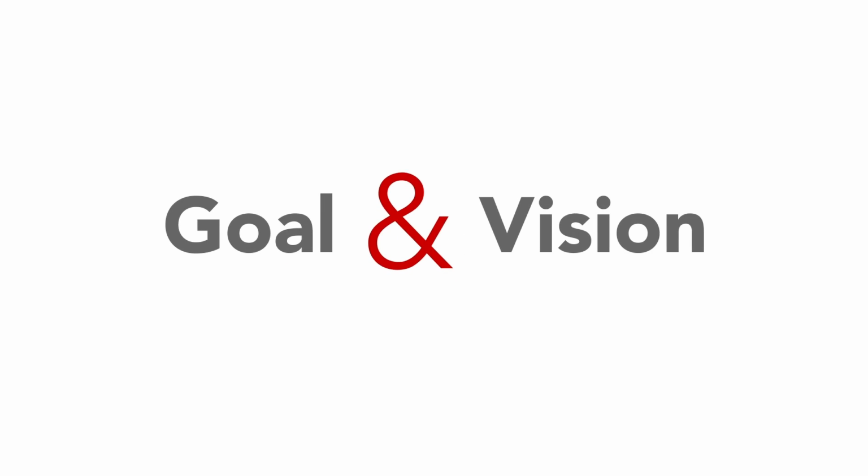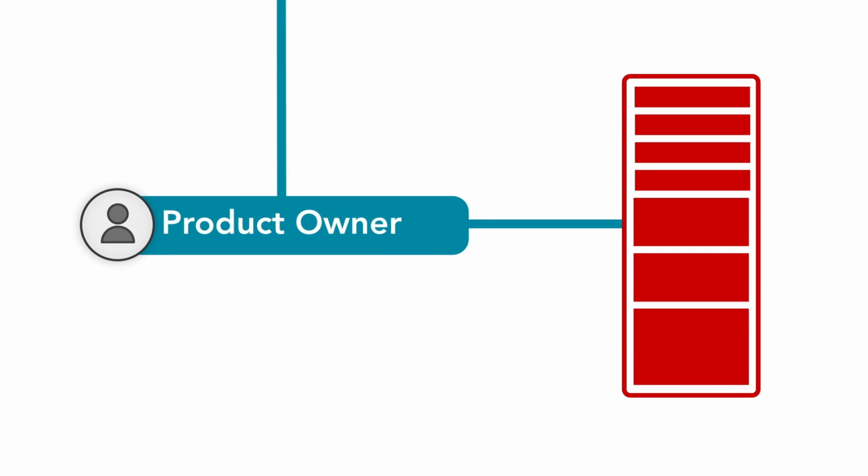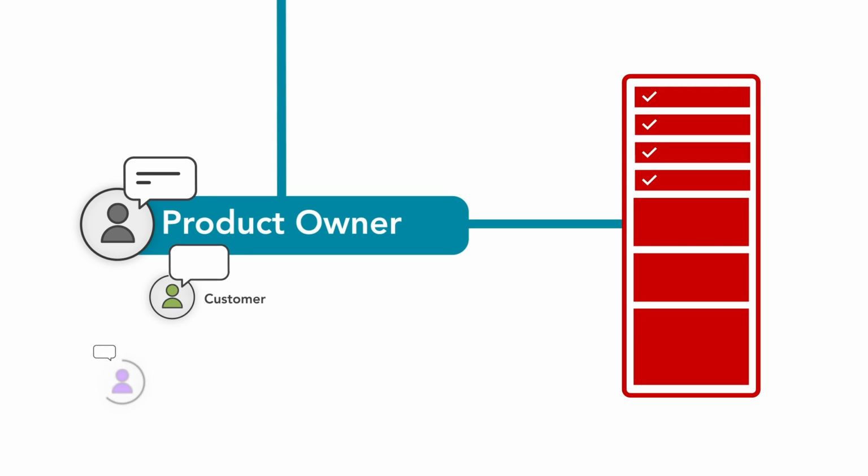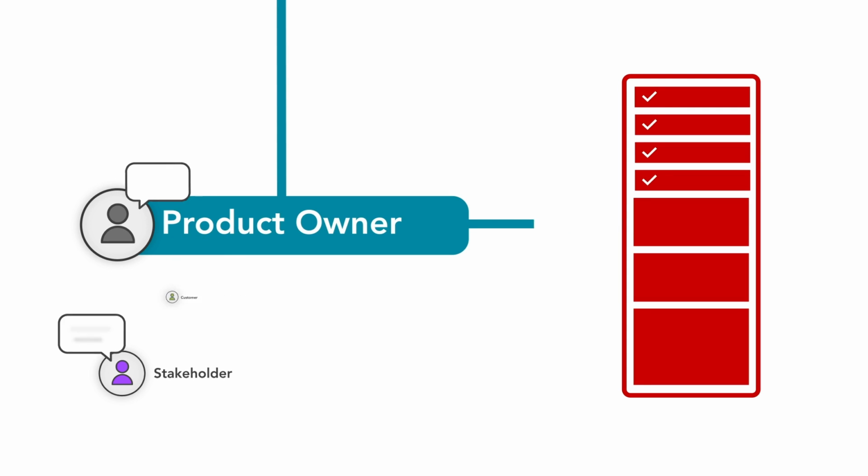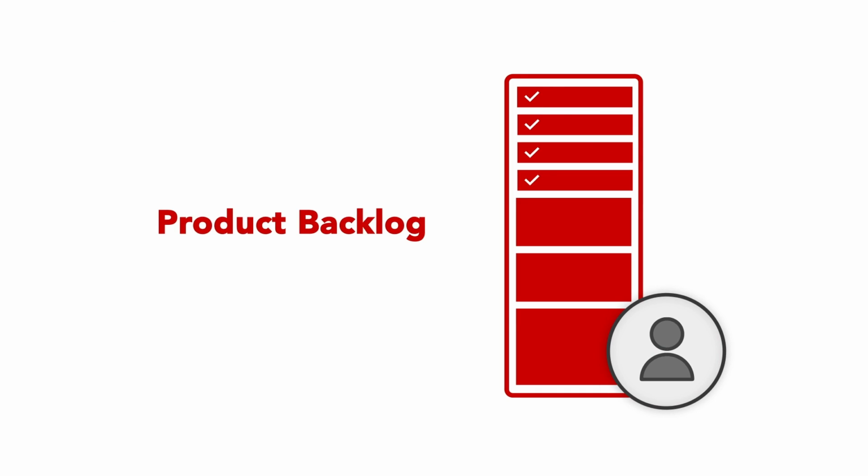Here's how it works. All good products start with a goal and a vision of how to get there. That's what the product owner does in Scrum. They own the what, as in what the Scrum team is going to make. Based on conversations with customers and stakeholders, the product owner creates a prioritized wish list of all the things which need to be done in order to finish the product. This is called the product backlog.